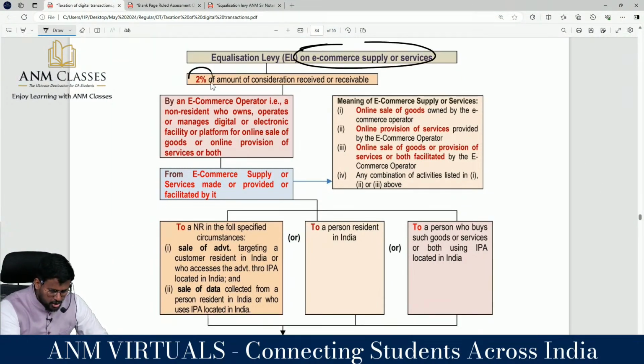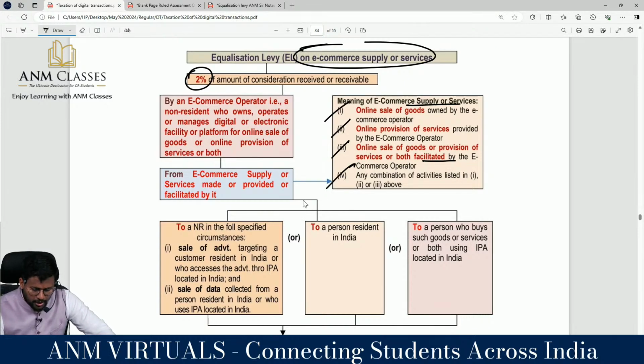The second part: 2% of the amount of consideration received or receivable by an e-commerce operator that is a non-resident who owns, operates or manages a digital or electronic facility or platform for online sale of goods or online provision of services or both. Sir, what is the meaning of e-commerce supply of goods? Online sale of goods owned by the e-commerce operator, online provision of services provided by the e-commerce operator, online sale of goods or provision of services or both facilitated by the e-commerce operator, or any combination thereof.